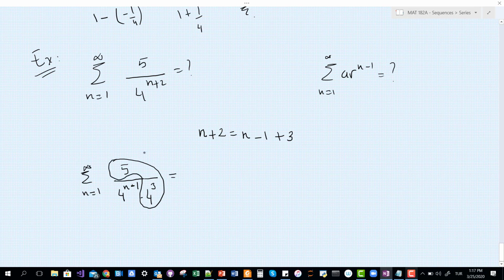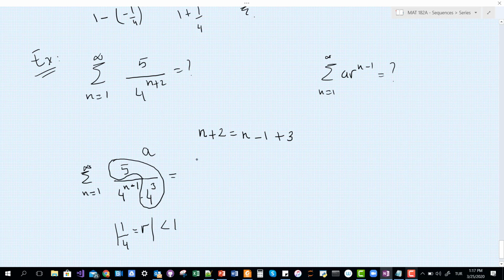Look at that. This is my new A, right? And then I have the R here. R is going to be equal to 1 over 4. Of course, it is less than 1 in this case. So I can use my formula. I'm ready to use my formula.